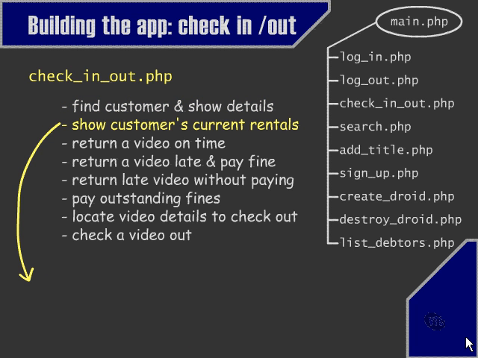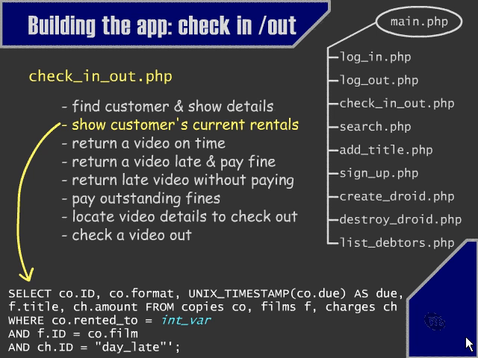If we wish to view the customer's current rentals, and this will, in terms of the application, be part of showing the details of the customer, however, in terms of the SQL that we need to access information, it'll have to be a separate query. Let's take a look. Here we already know the customer ID. We found that in the first query, and what we're able to do is to pull in the information from the copies table, the films table, and the charges table.